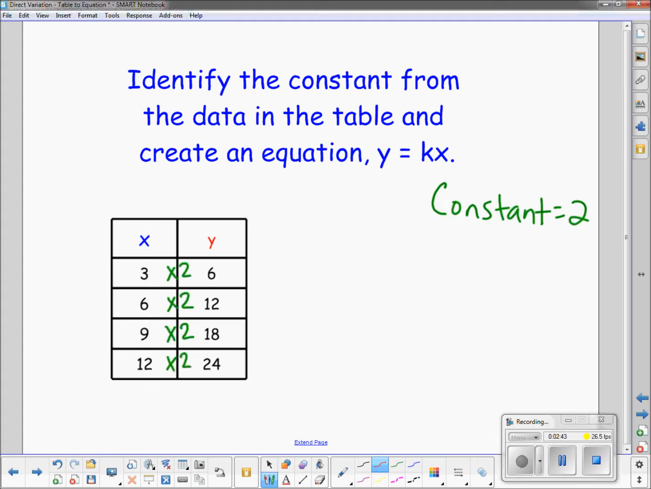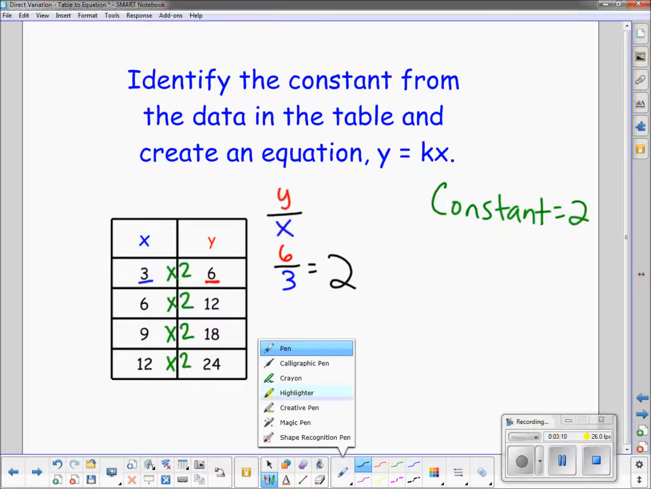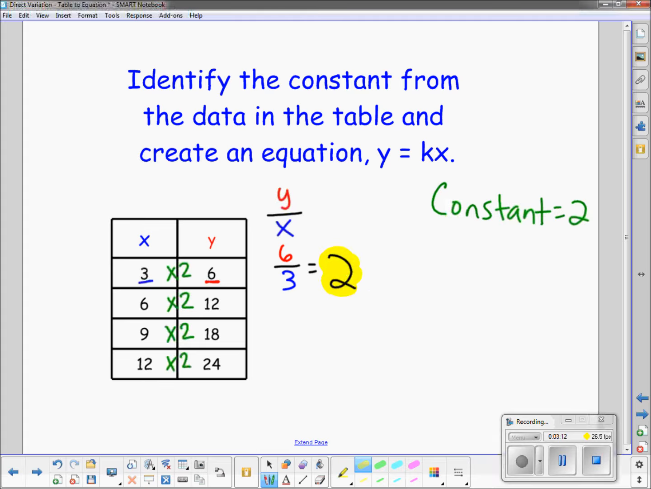Well, there's another way that I can look at this. And this other way is I can take my y value and divide it by my x value. I want you to take a look at this. If I divide, in the first example, my y, which is 6, by my x, which is 3, I end up with 2. Now, this 2 was the same number that I came up with for my constant over here.